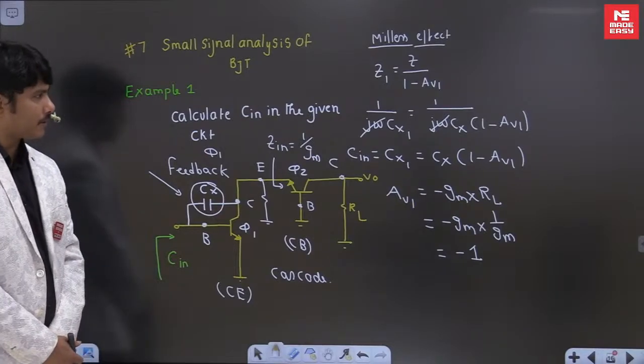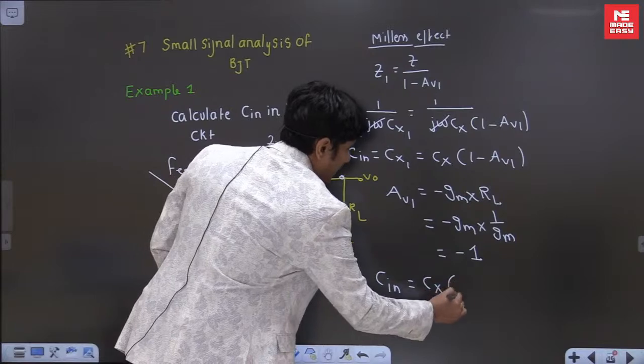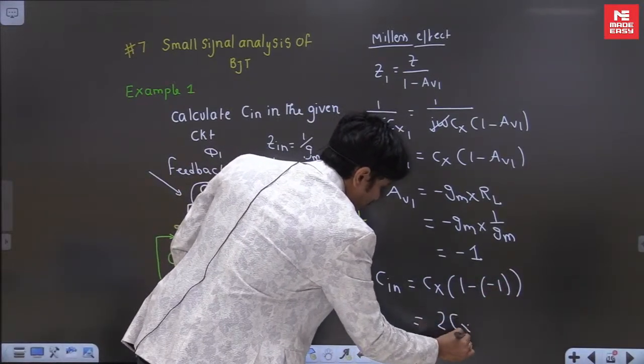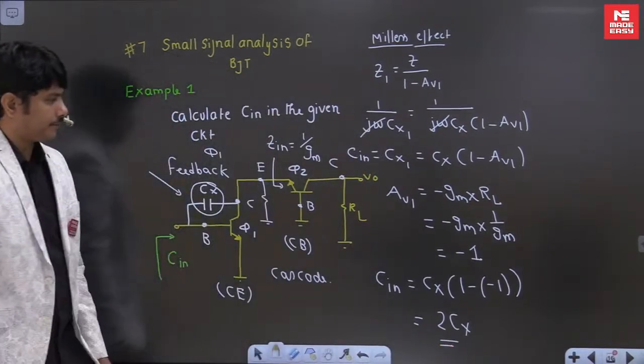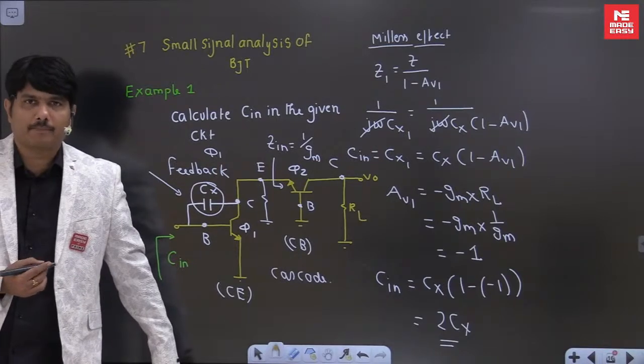If Av1 is minus 1, substitute the answer here. Cin will become Cx into 1 minus of minus 1, so the answer is 2 into Cx. Perfect. So this is how easily we can solve this type of small signal problem.